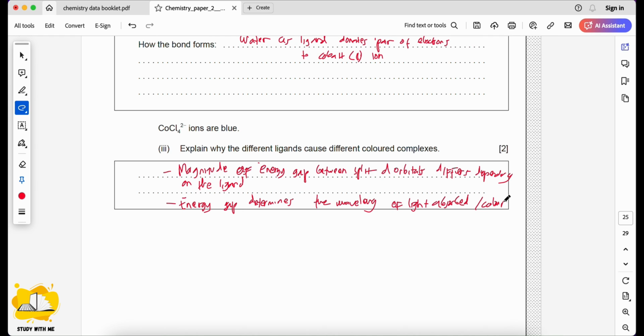orbitals. In the d orbitals, we have 5 orbitals, so it will be split into 2 and 3 orbitals in the central ion. This energy gap determines the wavelength of light absorbed by the complex, leading to its specific color. Essentially, the energy absorbed by the electrons to transition to higher energy levels corresponds to different wavelengths of light, resulting in different colors for complexes formed with different ligands.